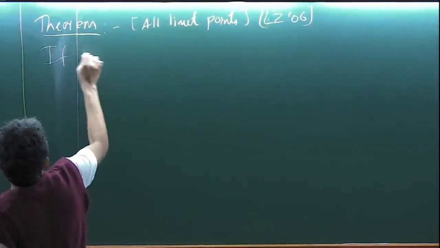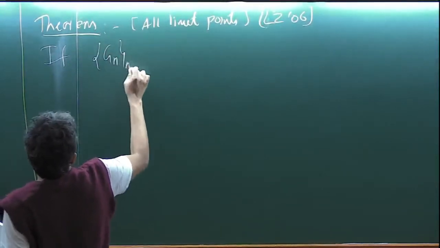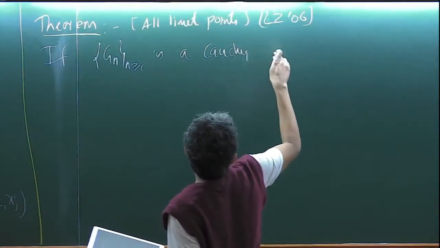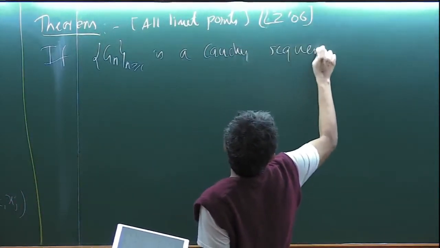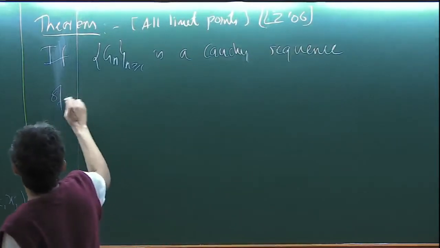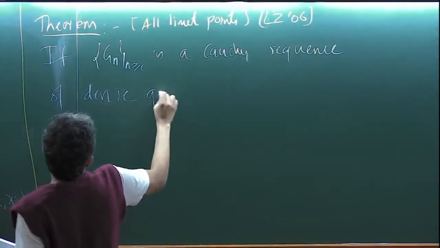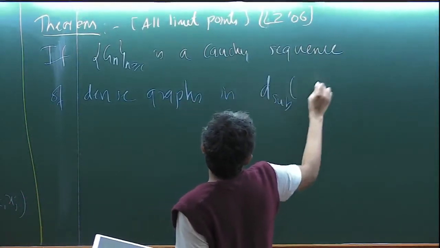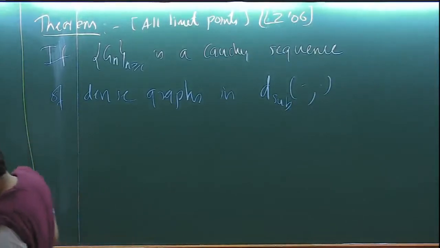So if G_n is a Cauchy sequence of dense graphs in this d-sub-metric, so it's a Cauchy sequence, then that means that as n gets larger and larger, they have similar subgraph densities and they look structurally alike. Then they come from a graphon.